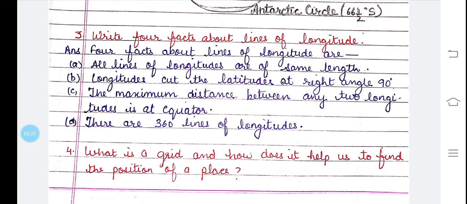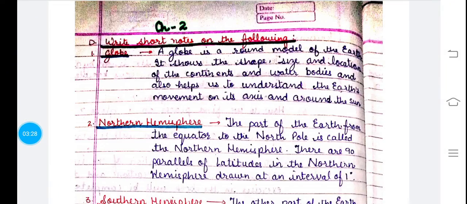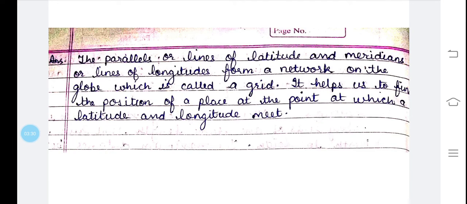The last question is what is a grid and how does it help us to find the position of a place? So answer to the fourth question is the parallels or lines of latitude and meridians or lines of longitude form a network on the globe, which is called a grid. It helps us to find the position of a place at the point at which a latitude and longitude meet.